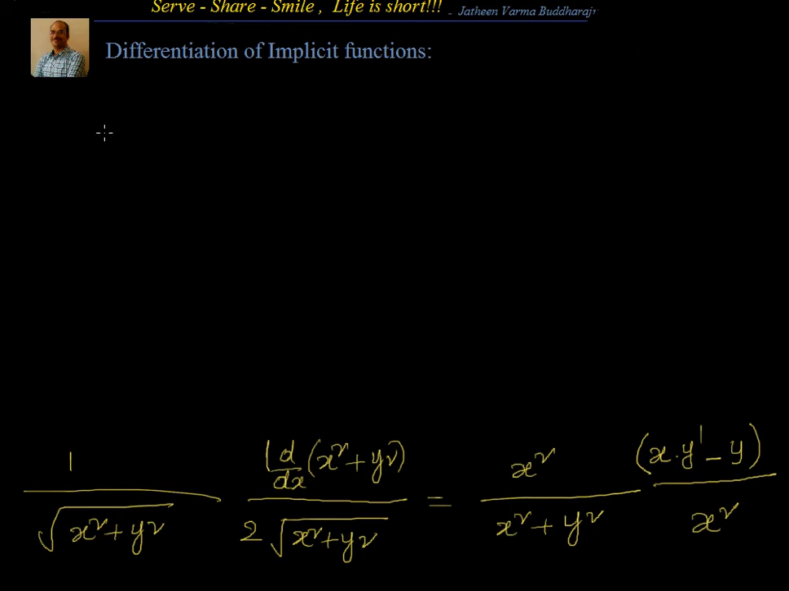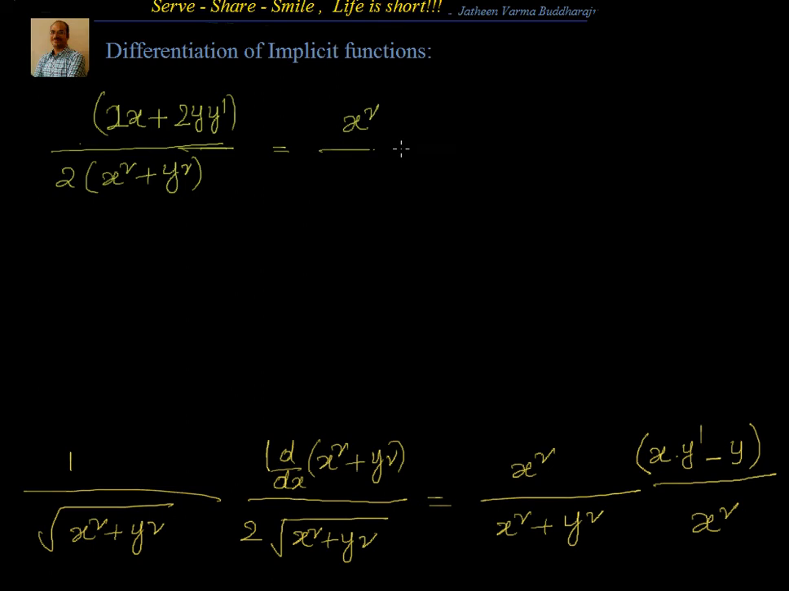Next step, if we simplify this, we'll have 1 by root of x square plus y square into root of x square plus y square becomes x square plus y square. So can I say it as 2 into x square plus y square, and d by dx of x square plus y square is 2x. We know the derivative of x square is 2x, and the derivative of y square is 2y y dash. I hope you are comfortable by this time with that.